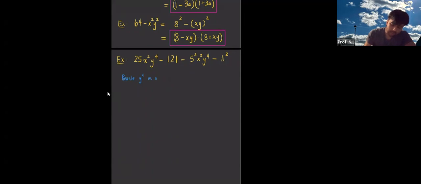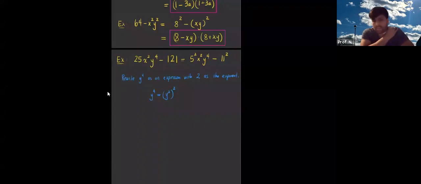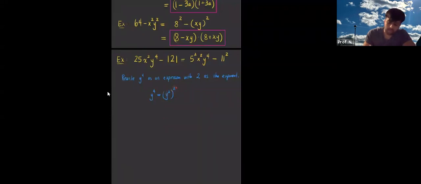as an expression with 2 as the exponent? If you notice, y to the fourth, I can also rewrite as y squared, squared. Isn't this true? When I have an exponent raised to another exponent, what do we do? We multiply the exponents. So I can rewrite y to the fourth as y squared, parentheses, squared. So look at what this becomes.